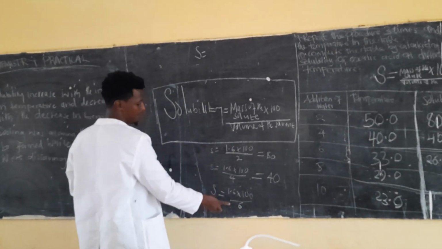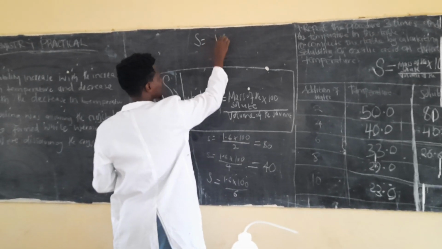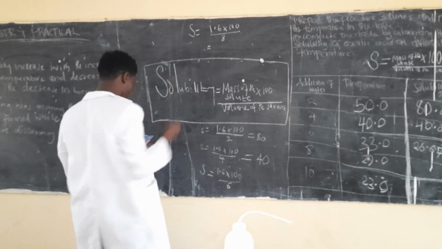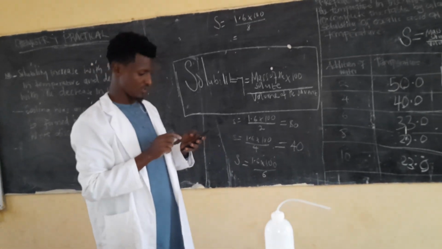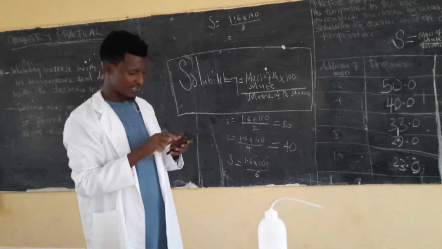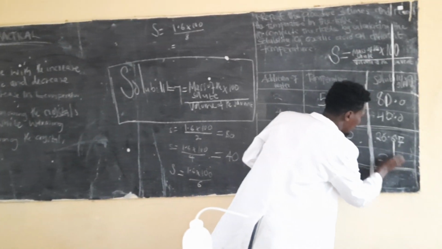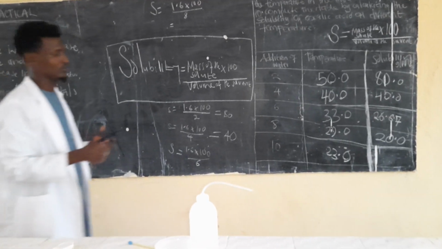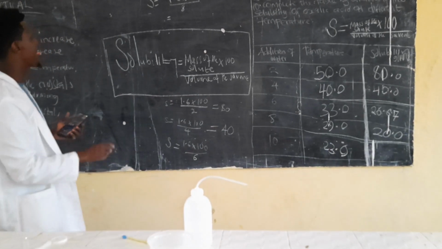Last one, the solubility at this number 8. We'll say 1.6 times 100 divided by 8. So 160 divided by 8. That is 20. So the solubility when the temperature is 29 is 20.